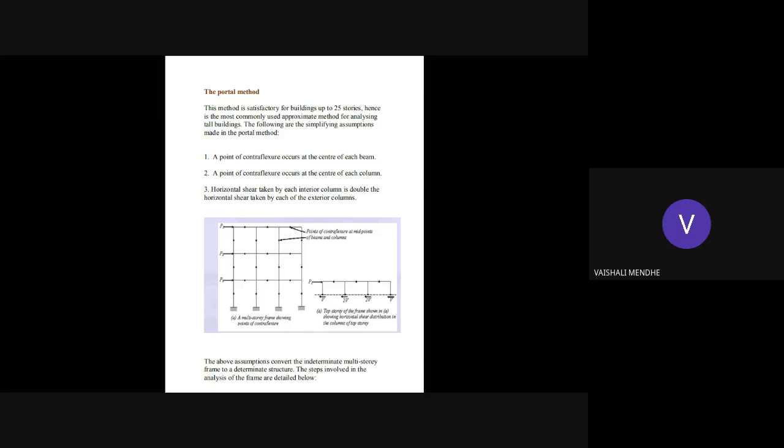Then we'll go to the first method, that is the portal method. This method is satisfactory for buildings up to 25 stories. Okay, you can see that 25 stories means the height will be very much more than that. So we can say this structure or frame is a tall structure. Hence it is the most commonly used approximate method for analyzing tall buildings. Okay, if you want to analyze a tall building, you can go with this method.